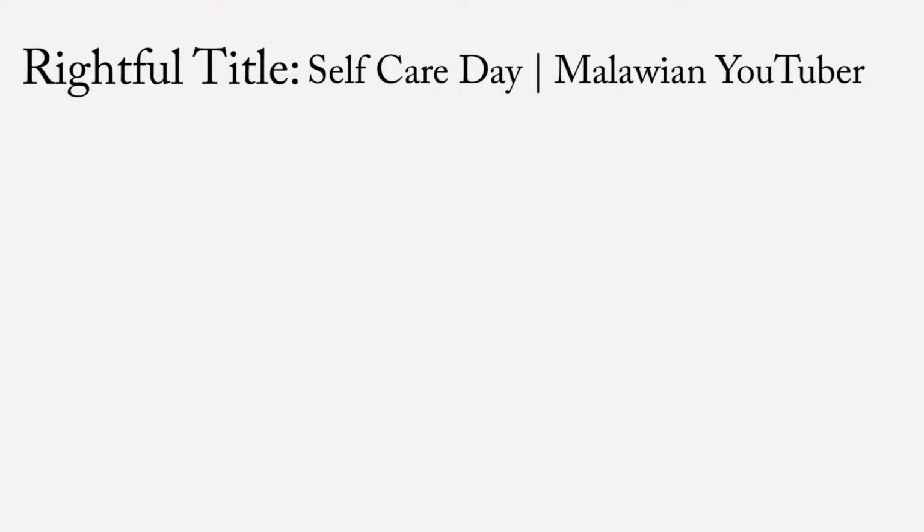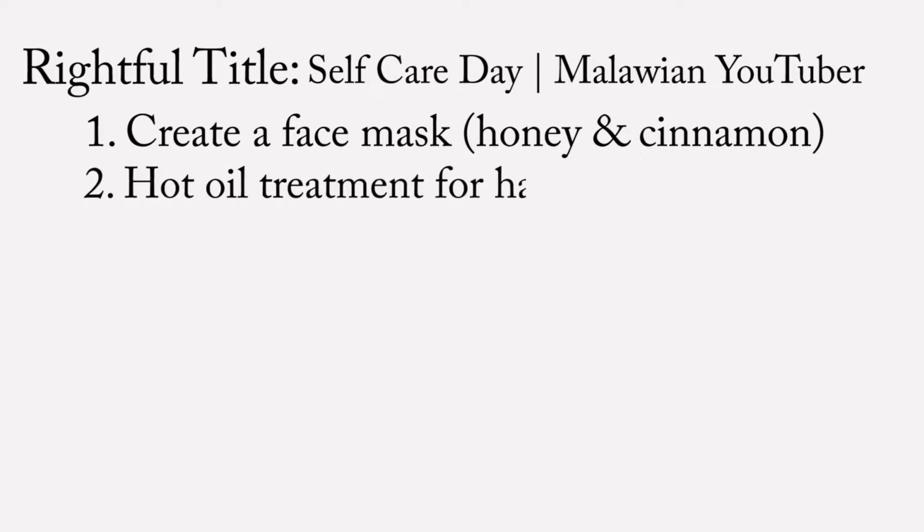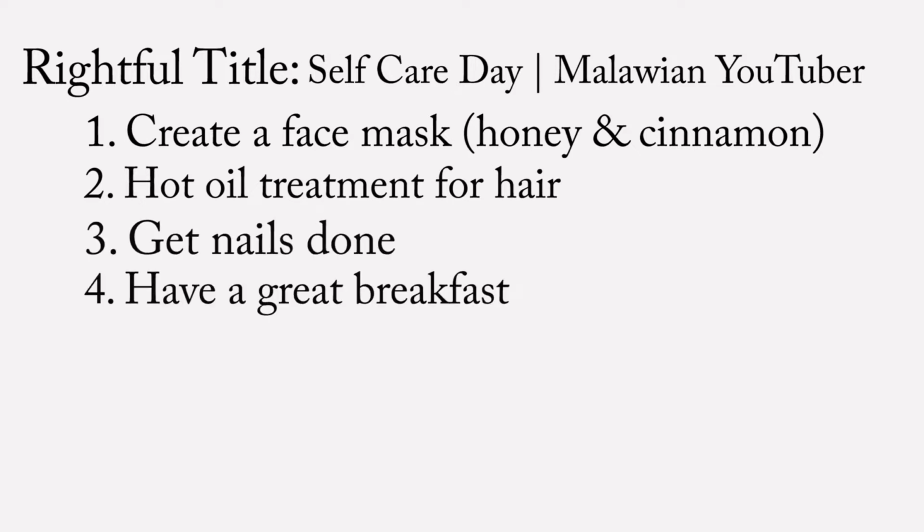After figuring out the rightful title, I put the things to be in this video. That means things I will actually have to include in this video, like materials I'll need, all that kind of stuff. So first things first, the first thing I put was create a face mask, and this was the honey and cinnamon one. Then the next thing I wanted to do was the hot oil treatment for my hair, and then after that get nails done, and then have a great breakfast. After that, get a bubble bath. Yeah, basically that's just the things I needed.